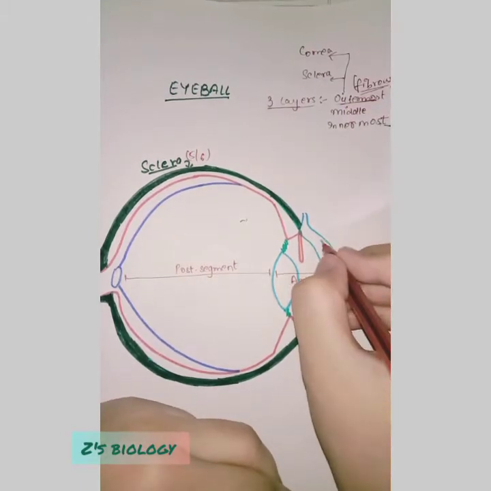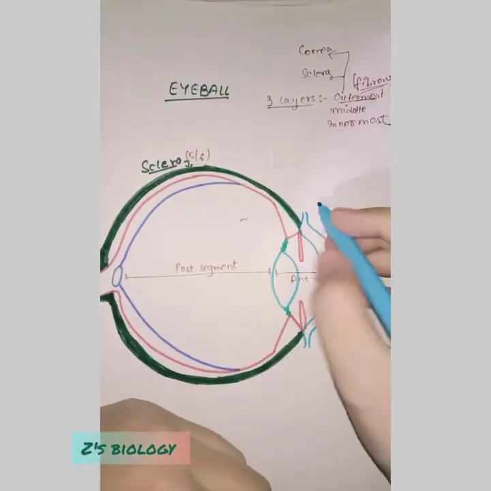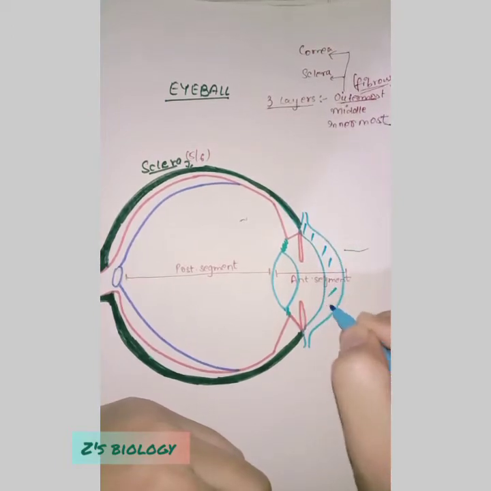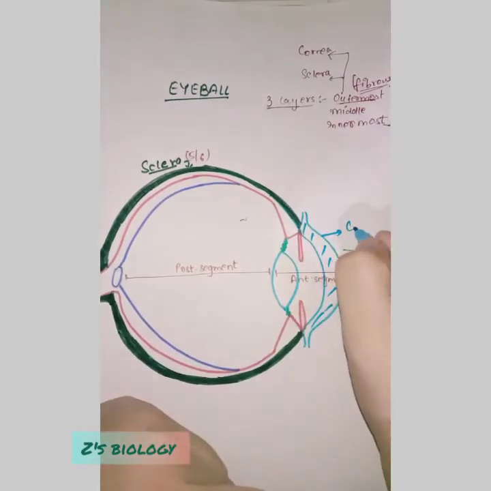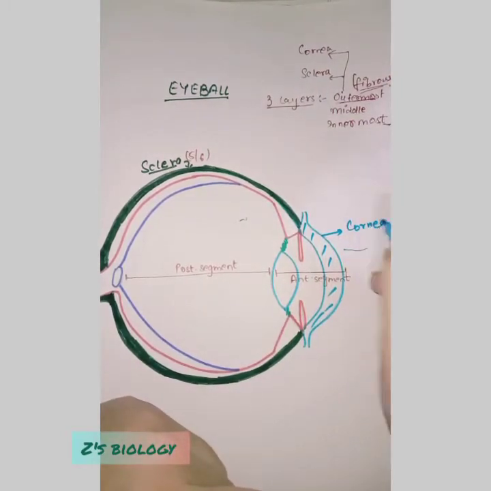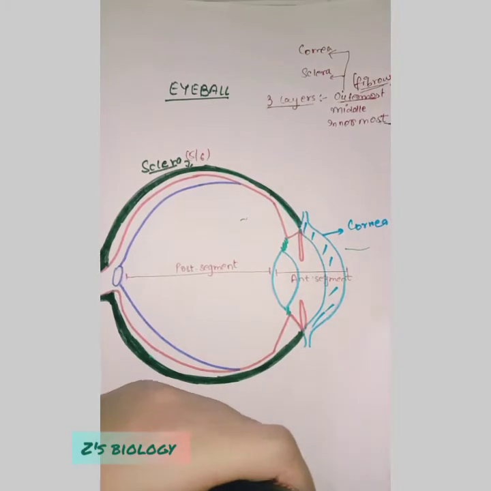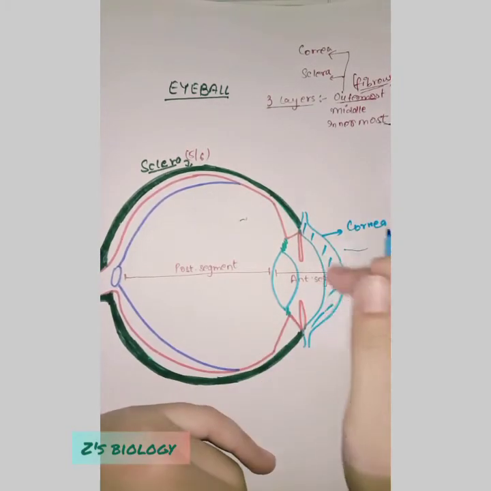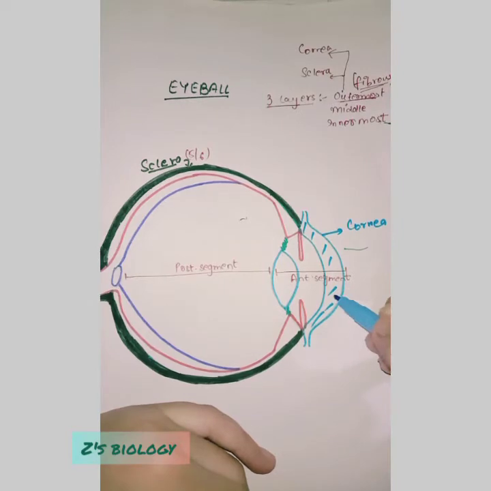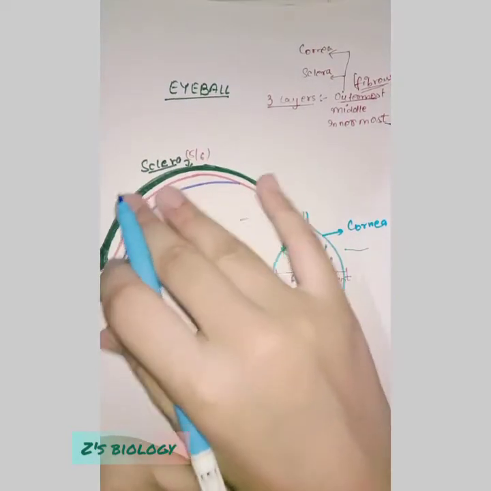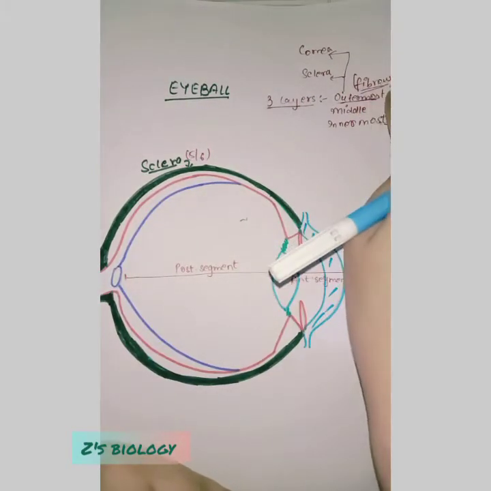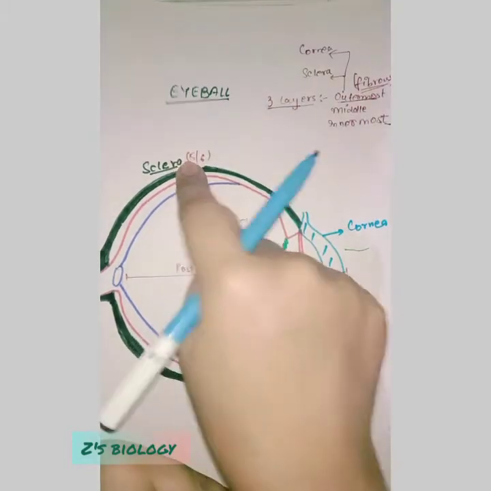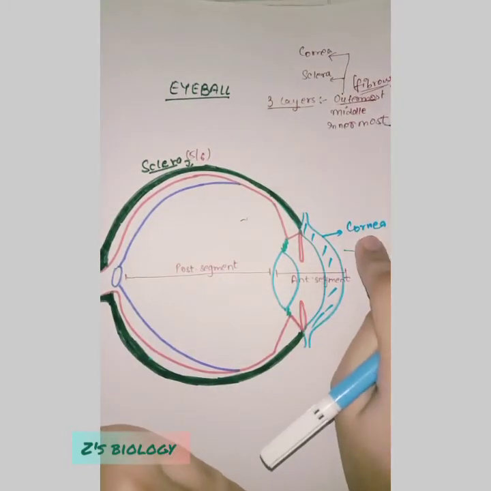The cornea. As you can see, this anterior one-sixth part of the eye makes the cornea, part of the outermost layer of the eyeball. The cornea is transparent in nature. See, I have drawn it like this. It is transparent in nature, and it's not like the sclera. The sclera is opaque in nature. Sclera and cornea both form the outermost layer, also known as the fibrous layer. The sclera is opaque, whereas the cornea is transparent.